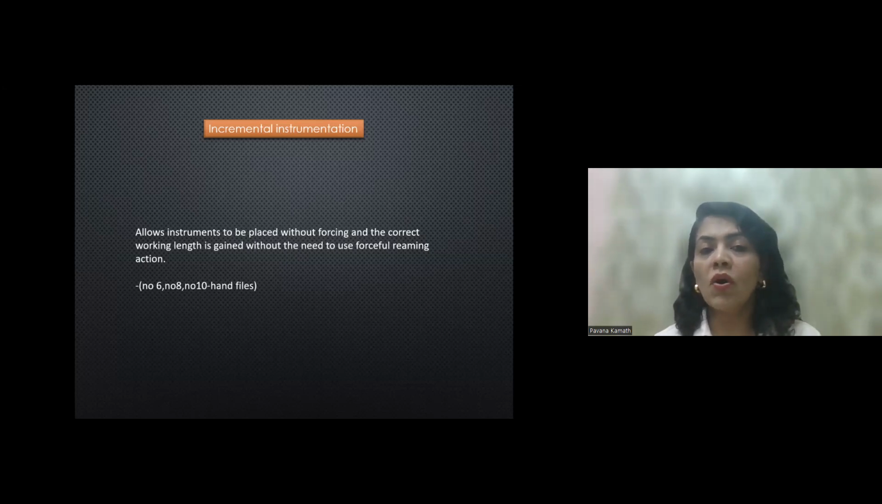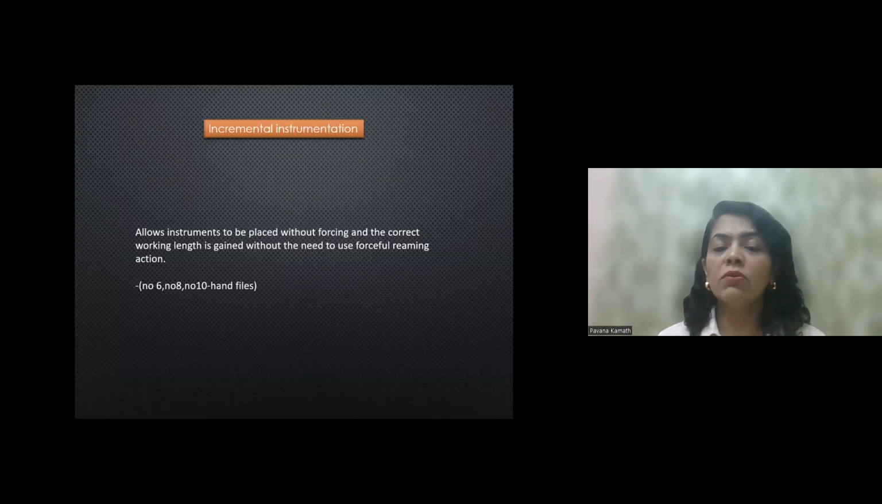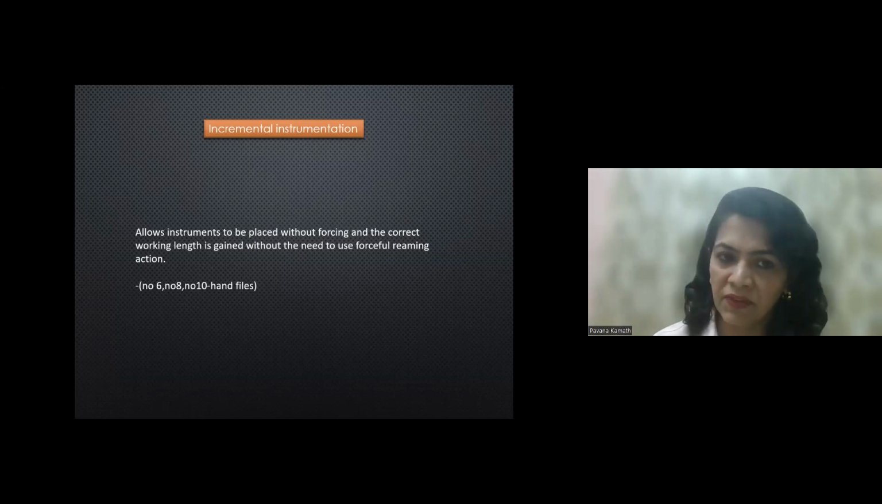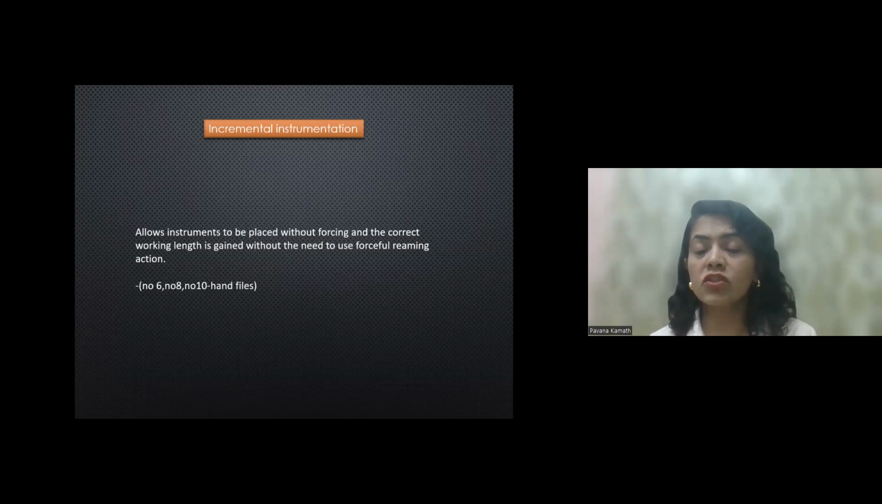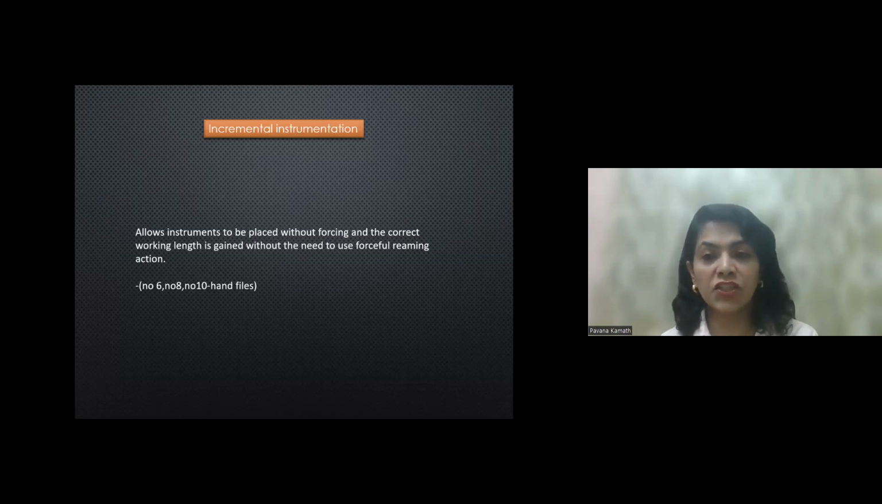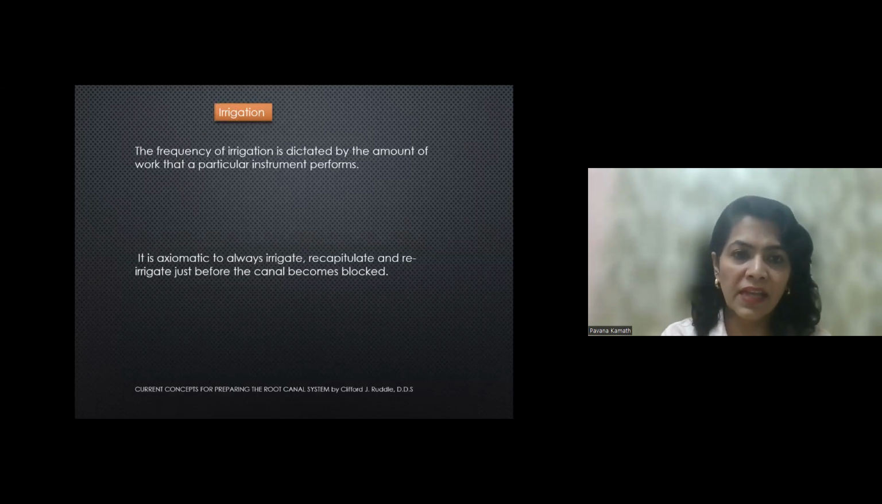In order to avoid this, we have to follow the method of incremental instrumentation. That is, we begin negotiating the apical third with the smallest number 6 stainless steel file and then come up to number 8 stainless steel file and then number 10K hand file. So this allows instruments to be placed in the apical third without forcing, and the working length is naturally gained without the need to use forceful reaming action. And that could be very safe for the apical foraminal area.